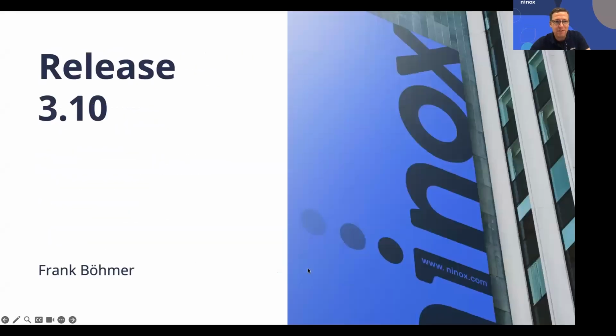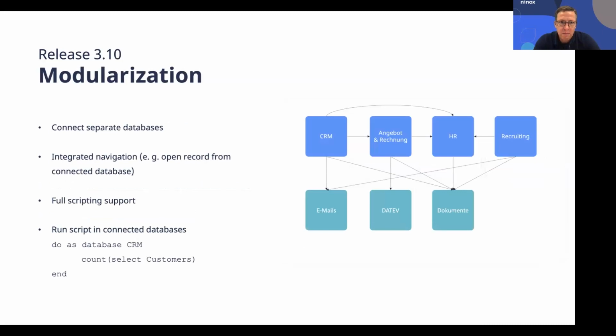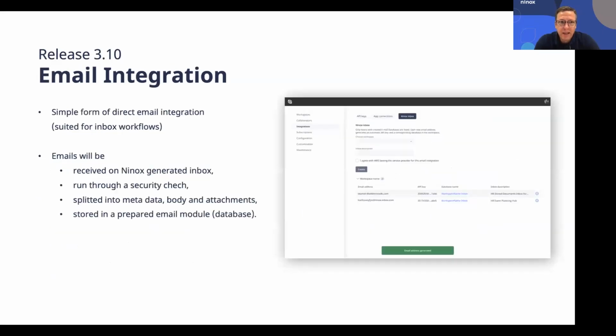Unfortunately, I did not cover this on the slide. So Pages will be available this evening on our entire product line. So on all plans, you will have access to Pages. Modularization is available on the enterprise plan, so on our private cloud and on-premise deployments. And email integration is available on the enterprise plan in private cloud because it's very tightly coupled to the private cloud architecture.